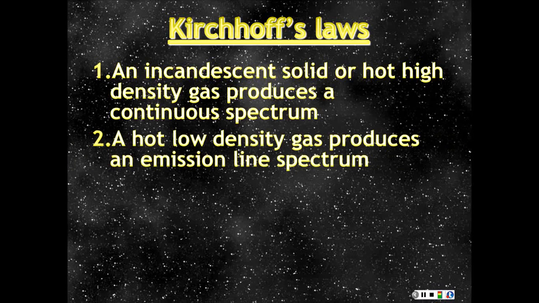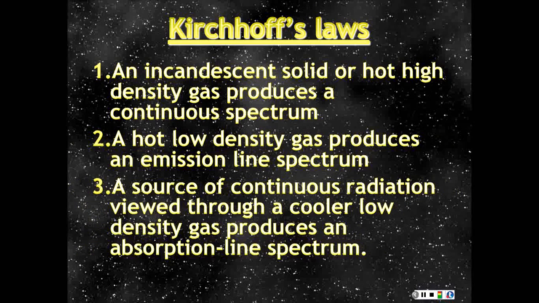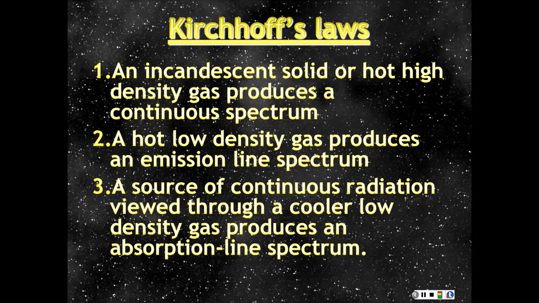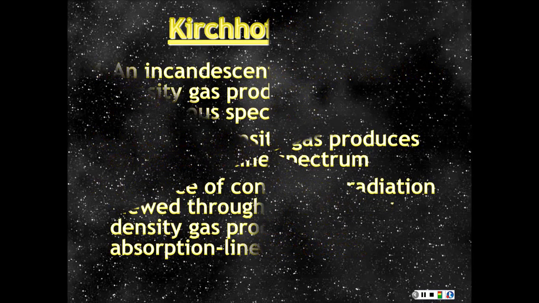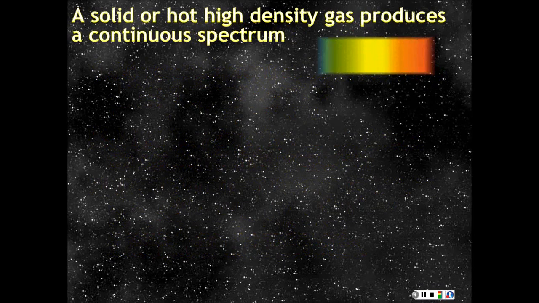If you have a low-density gas, and it's hot and glowing, it will give you an emission line spectrum. And if you have a similar low-density gas, but it's cool, and you're viewing light from a continuous source, like a star, through that gas, you will get an absorption line spectrum. And we're going to look at why that is. But I want to make sure that we get the difference between these.